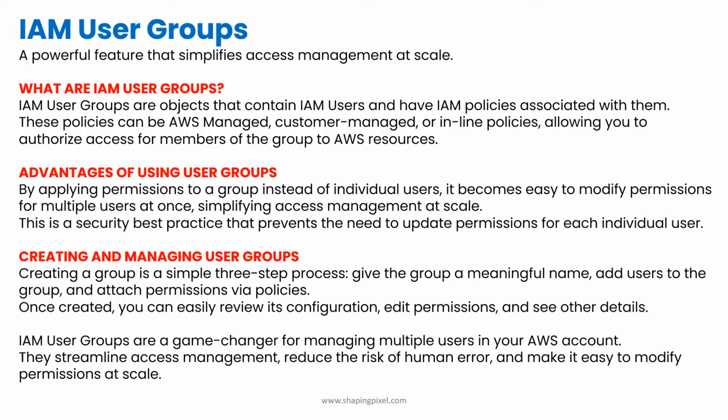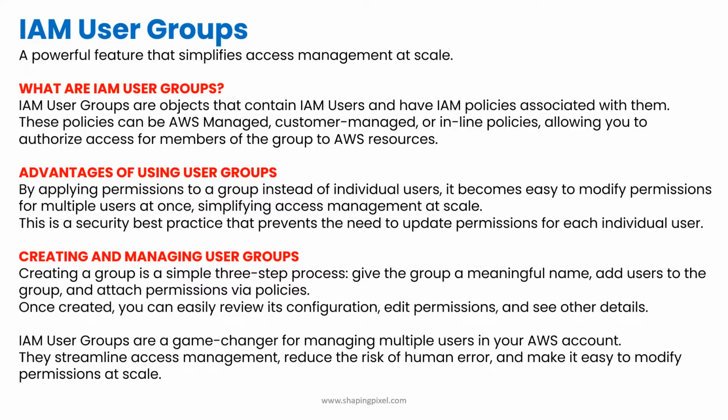IAM User Groups, a powerful feature that simplifies access management at scale. IAM user groups are objects that contain IAM users and have IAM policies associated with them. These policies can be AWS managed, customer managed, or inline policies, allowing you to authorize access for members of the group to AWS resources. By applying permissions to a group instead of individual users, it becomes easy to modify permissions for multiple users at once, simplifying access management at scale.